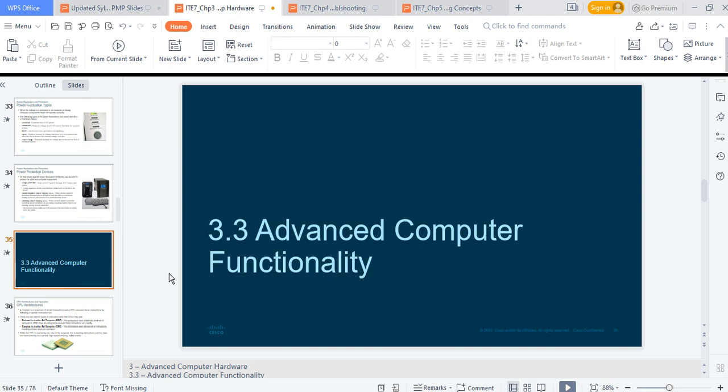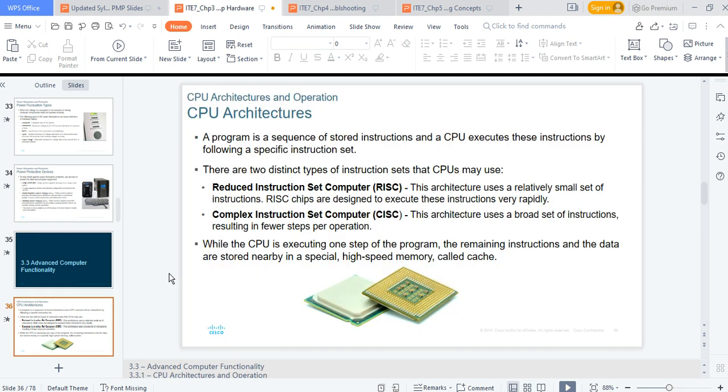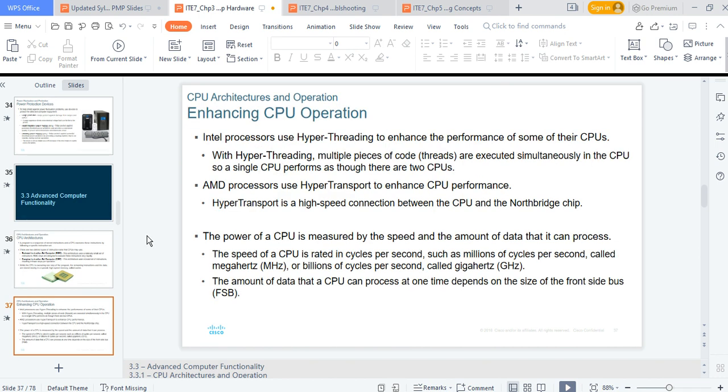Okay, advanced computer functionality. Let's look at CPU architecture. So you have the RISC and the CISC. It just tells you how the program is being stored, the instructions. This is just the internal workings of your CPU. Same thing with this, and they come in different sizes.